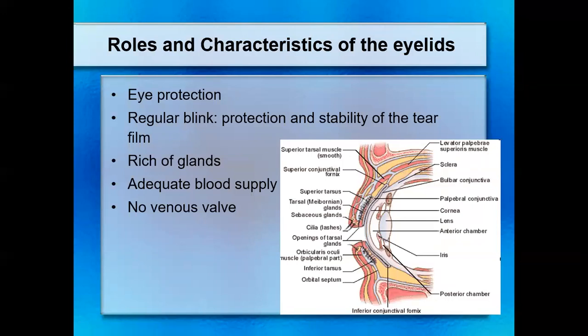Okay. What is the role of the eyelids in keeping the eye moist? They keep the eye protected, they regularly blink, and therefore they stabilize the tear film and protect the eye. The eyelids are rich in many glands, which play a pivotal role in the different tissues and the functions of the eye. The eyelids have a rich blood supply and they don't have a venous wall. These are the different parts of the eyelids that are being shown over here.